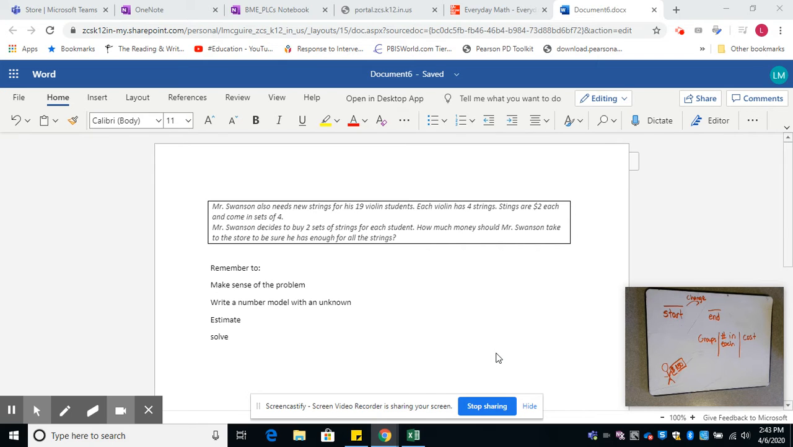Hi friends, today we're going to revisit multi-step number stories, okay? So remember, when we're making sense of a problem, we're drawing pictures, charts, diagrams, a combination of those.